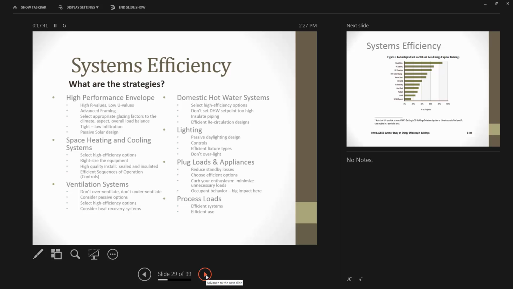So what are some of the major strategies? We'll get a little closer and drill down into each one of those, and we'll talk about the thermal envelope today. But basic strategies for whole building system efficiency in the envelope include highest R values and lowest U values possible. We'll talk about that in the thermal envelope. But again, if you have an exterior wall assembly that's not losing conditioned air to the outside, you're going to create the greatest efficiencies.